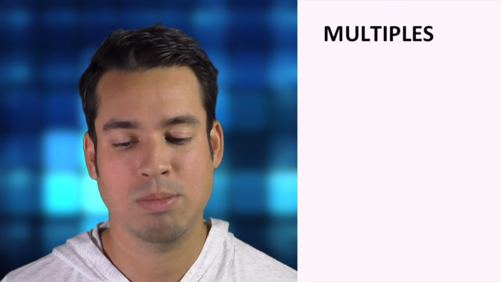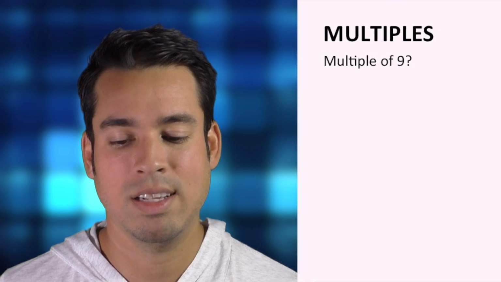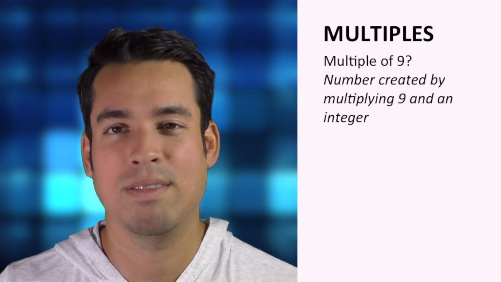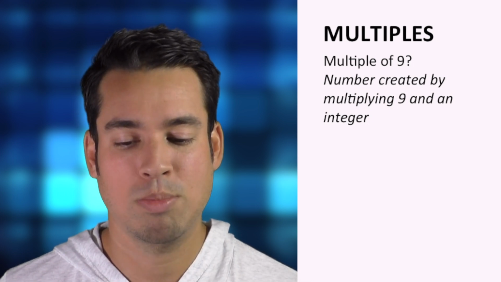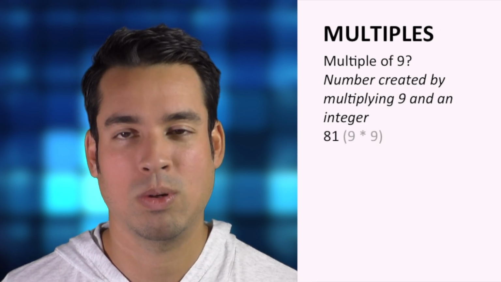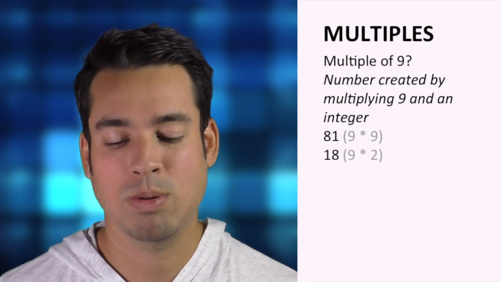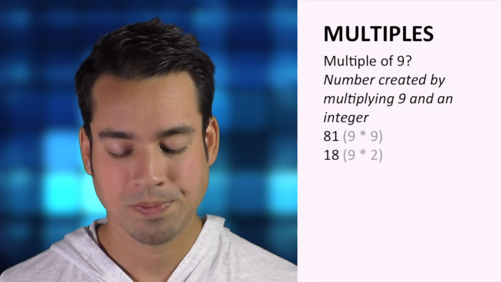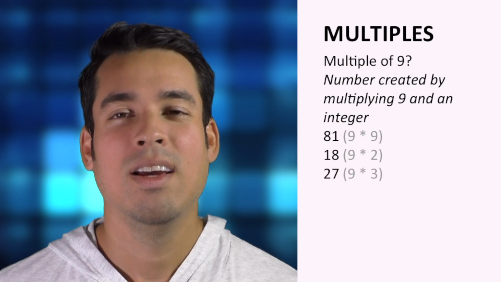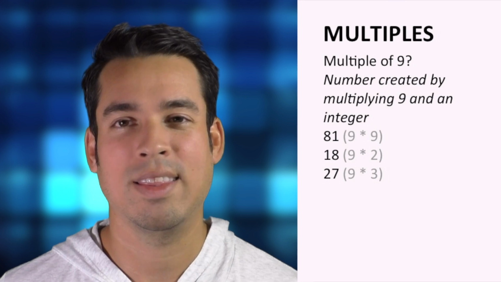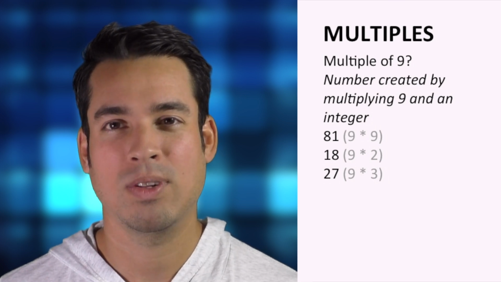So let's go through some examples. What's a multiple of 9, right? It's a number created by multiplying 9 and an integer, multiple occurrences of that 9. So for example, 81 is a multiple of 9, simply 9 times 9. 18 is a multiple of 9, it's 9 times 2. And 27, which is 9 times 3. So that's really all there is to it. That is a multiple. Now let's talk about factors.